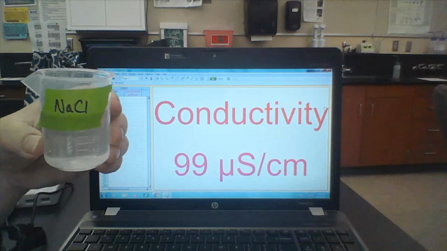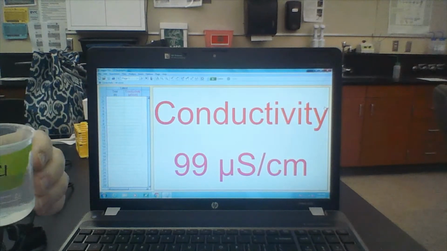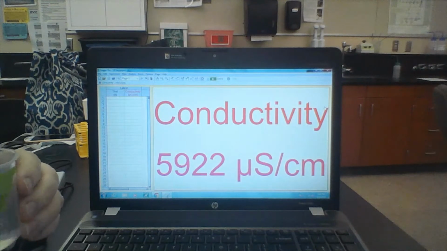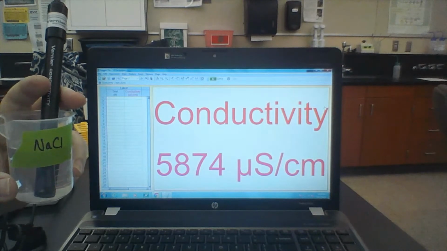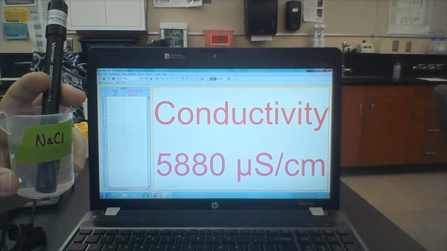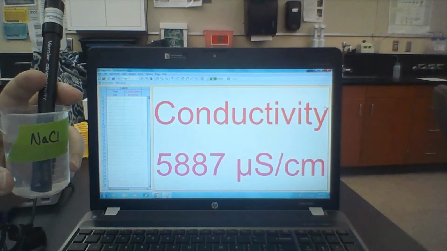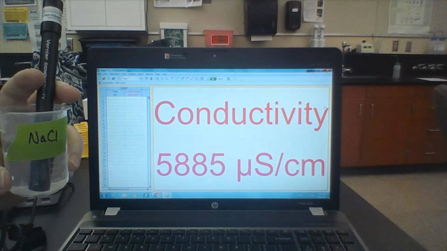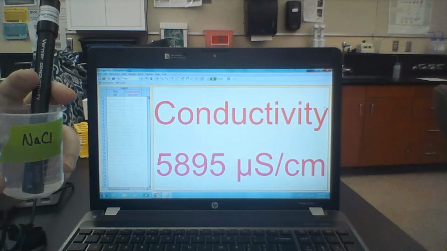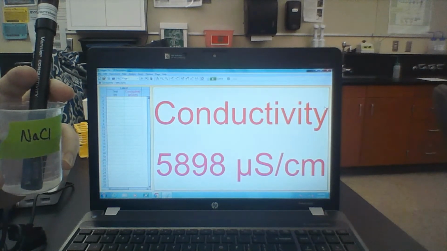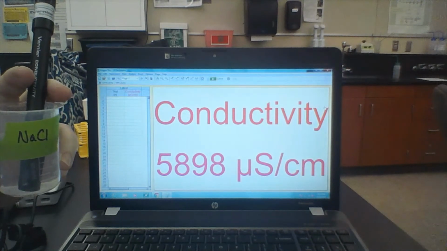The next chemical we're going to test is sodium chloride. While I'm testing sodium chloride, let me tell you a little bit about electrolytes. Electrolytes are substances that break up into ions in water, and because ions are charged particles dissolved in water, they conduct electricity, and that's what we're measuring here. Compounds that don't break up into ions will not conduct electricity.